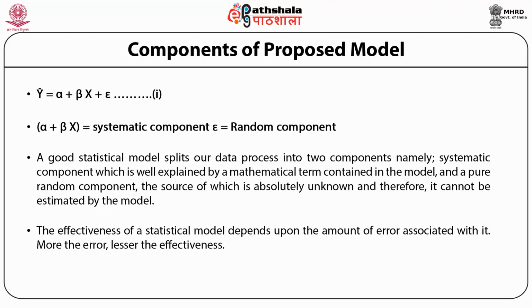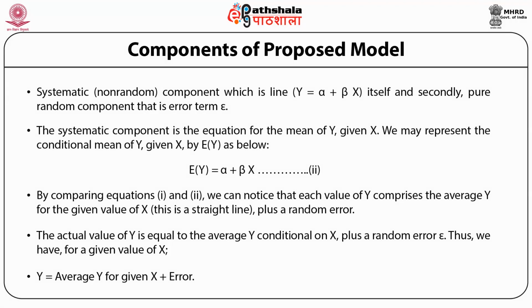Components of the proposed model. In the proposed model, we can see there are two main components, systemic component and random component. So systemic component is shown by a very clear mathematical relationship alpha plus beta x, and which can be calculated with the certainty, and alpha is the random component, the source of which is not known and it cannot be estimated by our proposed model, regression model.